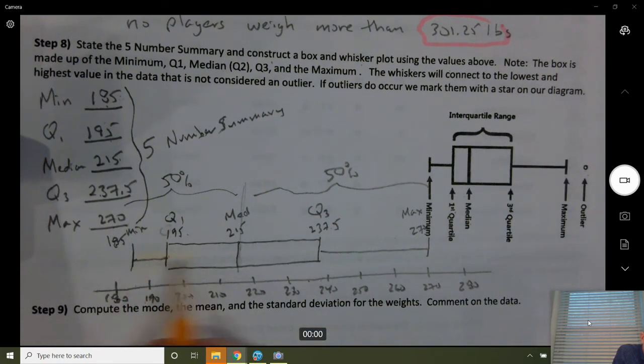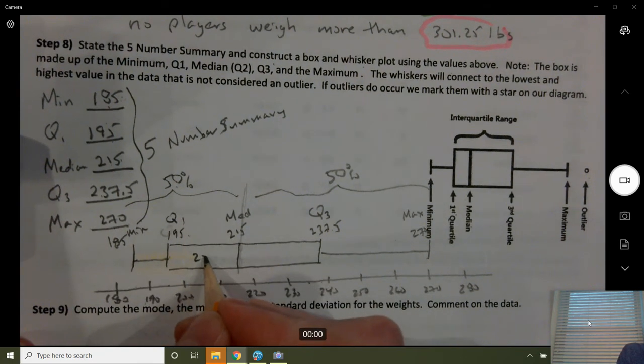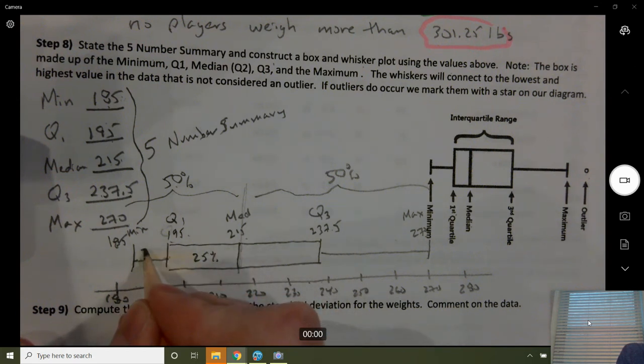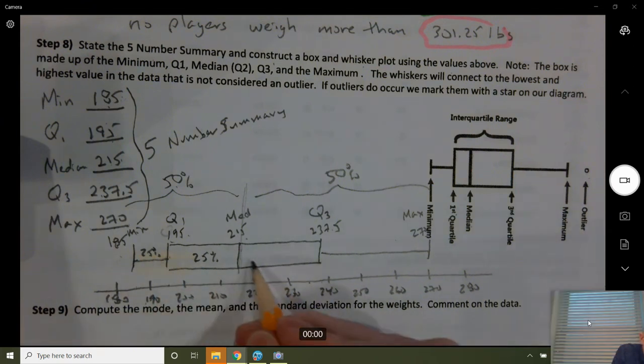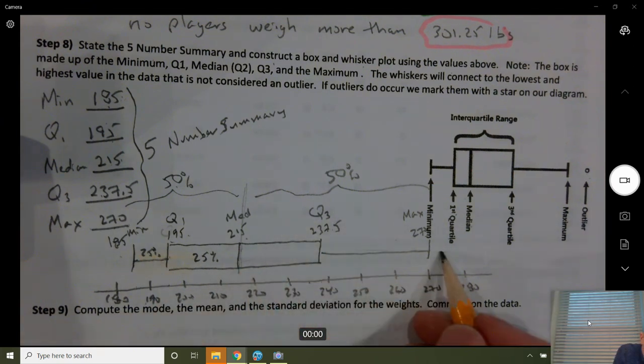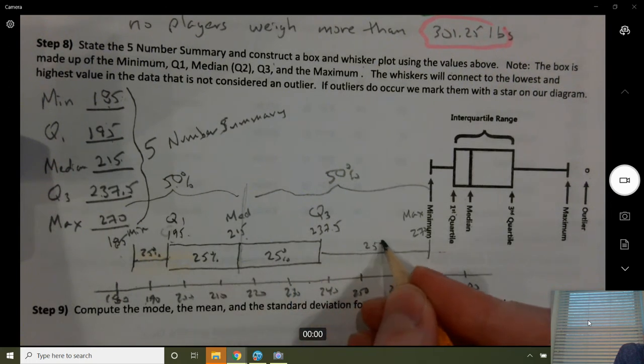Then we split the bottom half into 2 equal halves. So if you split 50% into 2, we had 25% of our data between 195 and 215. 25% was between 185 and 195. When we split up the top 50%, we get 25% and 25%.